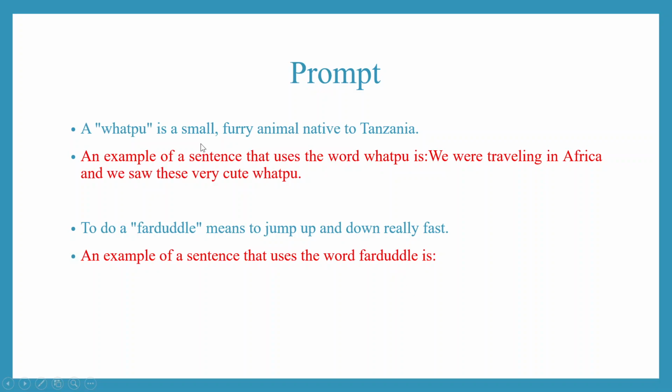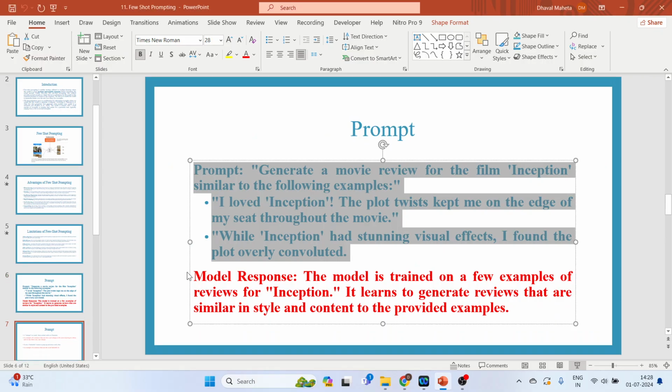A watapu is a small furry animal native to Tanzania. An example of a sentence that uses the word watapu is: we are traveling in Africa and we saw this very cute watapu. Now we give another word. To do a fardoodle means to jump up and down really fast. Now giving me an example of this particular word. I'll copy it.